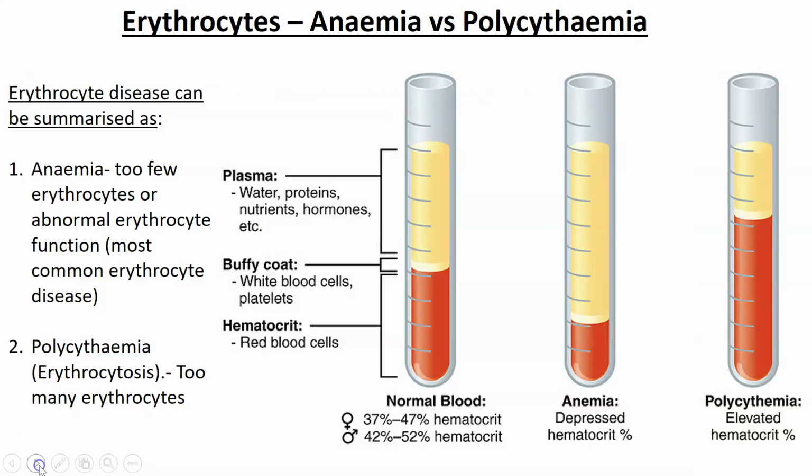So, to the next slide. Just to summarize your understanding of anemia: anemia is anything that falls consistently below the reference range. We're looking at the hematocrit, the red blood cell portion of whole blood. If it's consistently lower than what is considered normal, then we know that it's some kind of anemia.